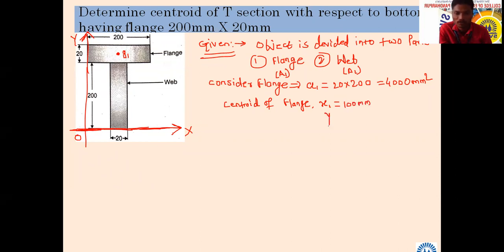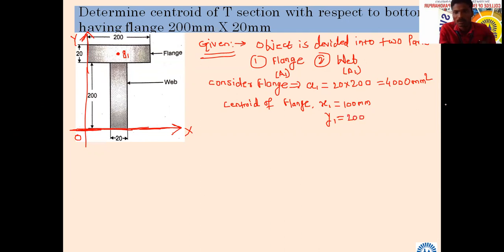Okay. What about y1? 10. But what have we decided, from where should we take the distance? Our reference axes are fixed now. 210. So if I want to take the y distance or y coordinate of centroid G1, at what distance will it be? Tell me correctly. Yes, sir, 210.